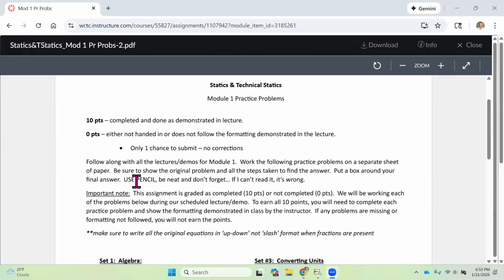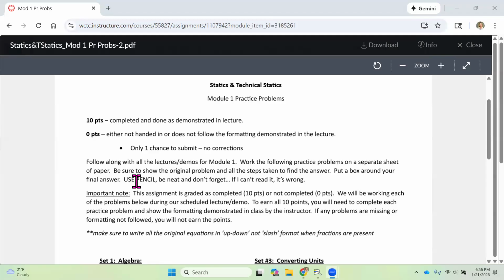Use pencil, all right? Because if you make a mistake, I want you to erase, not cross out and kind of scribble things out there. You're handing something in a professional manner, showing me how you went through the process, okay? And don't forget, if I can't read it, it's wrong. I'm not going to try to squint and figure out, is that an S or is it a 5?